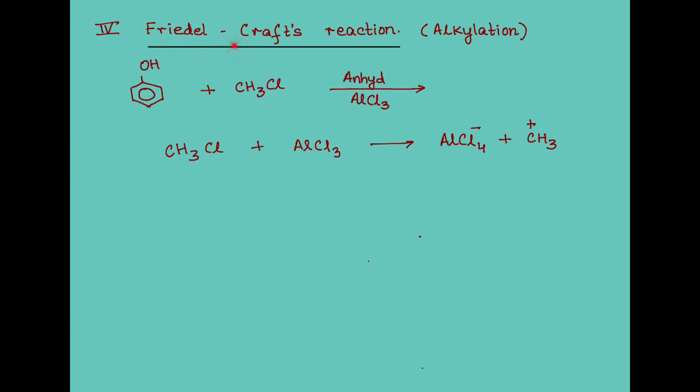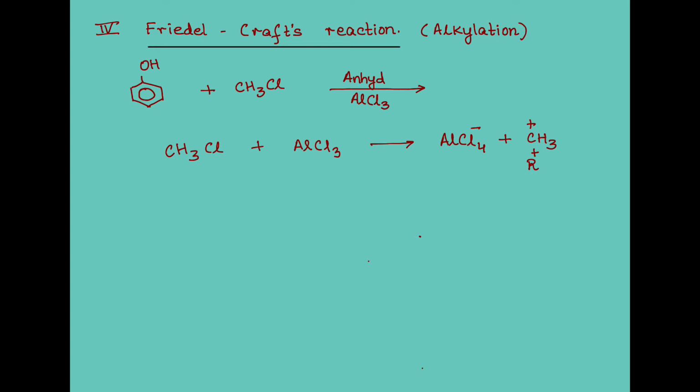We now come to Friedel-Crafts reaction, and we are going to talk about alkylation reaction over here. If you remember, we had done in the case of benzene, chlorobenzene. So Friedel-Crafts reaction is reaction with an alkyl halide in the presence of anhydrous AlCl3. This reaction entails the liberation of CH3 positive, that is the alkyl cation over here, right? Alkyl as a carbocation.